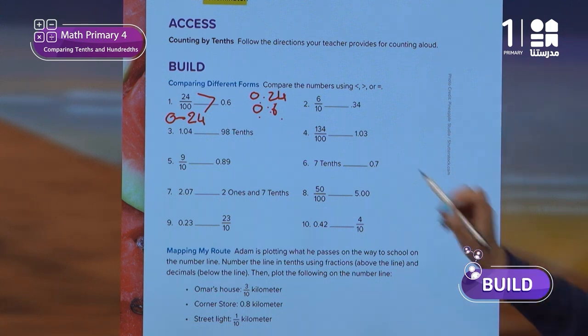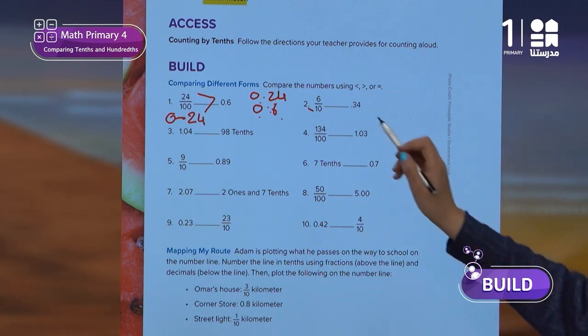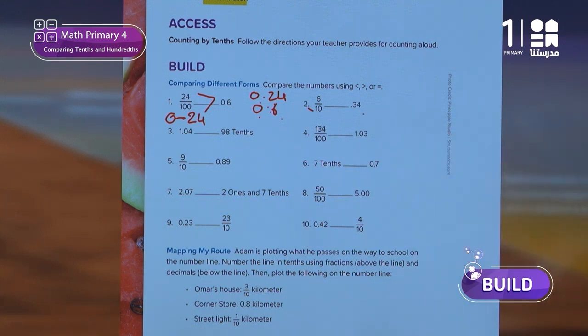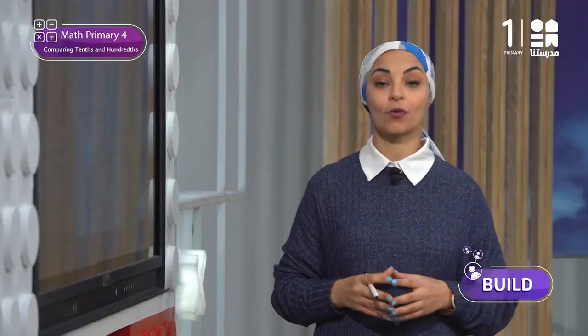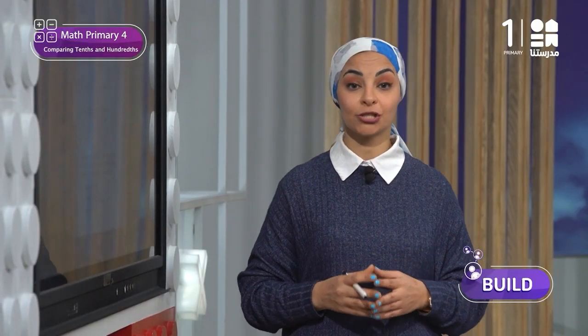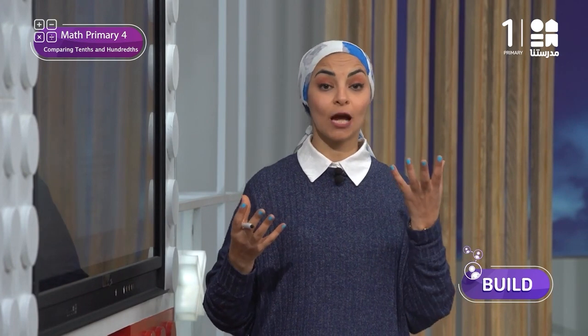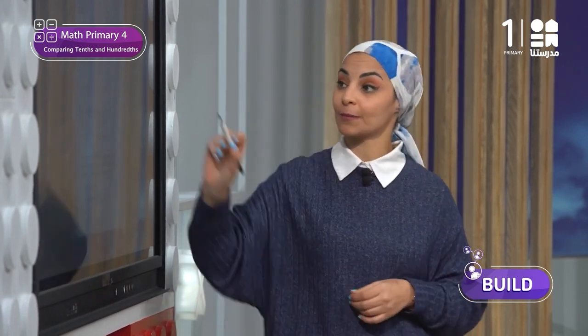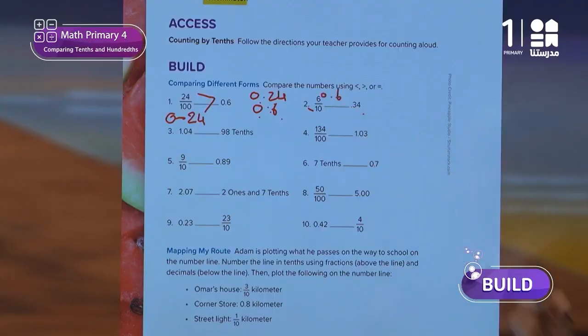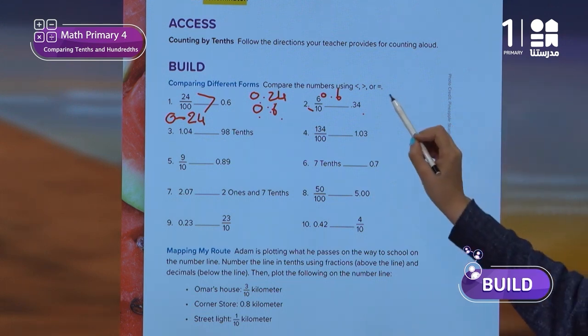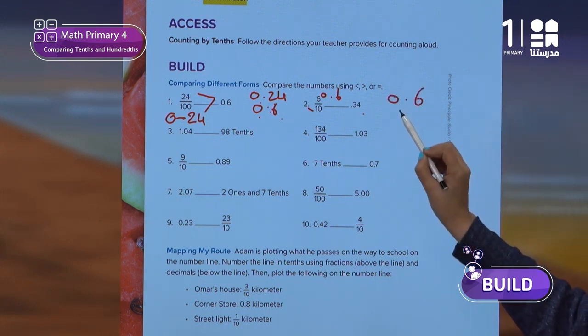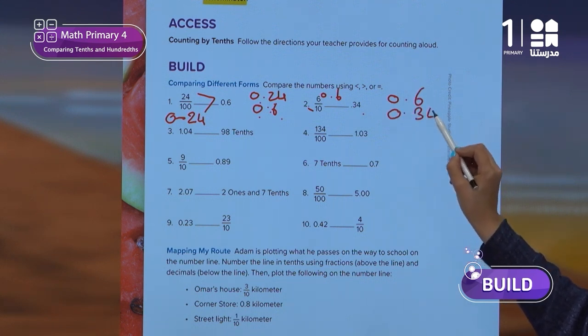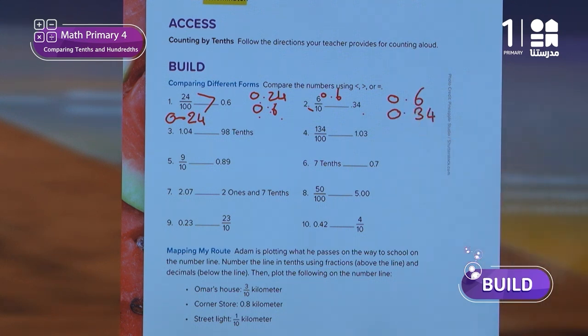تعالوا نشوف problem number 2. Here problem number 2, I will compare 6 over 10 and 34 hundredths. زي ما شرحنا بالظبط. I will write the two fractions under each other. أو first I will write them in the same form. هكتب 6 over 10 as a decimal هتبقى 0.6, right? And then I will put them under each other. يبقى هكتب 0.6 under each 0.34. Okay?